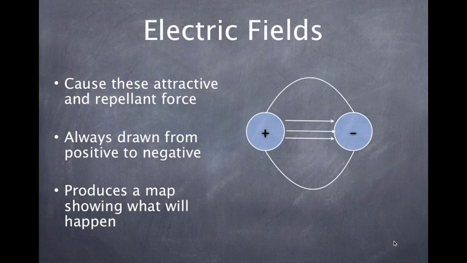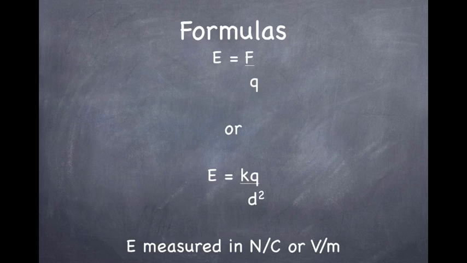It produces a map that's similar to a topographic map in the fact that it shows you the direction, and also the number of arrows and how closely these lines are together are an indication of how strong the field is, or how strong the force is if you were to put a particle there. Now, you can calculate the magnitude of the electric field by simply taking the force and dividing it by the charge. Now, when you do that, you get basically this.